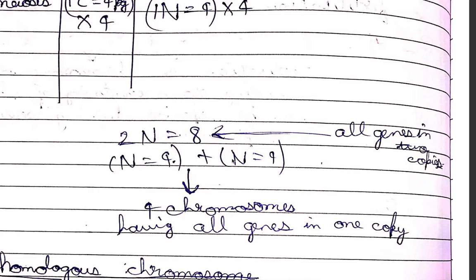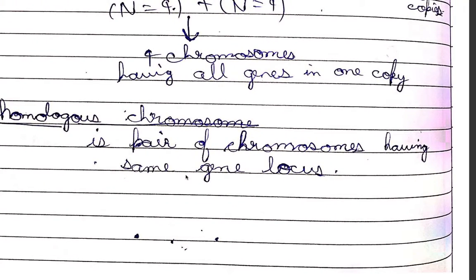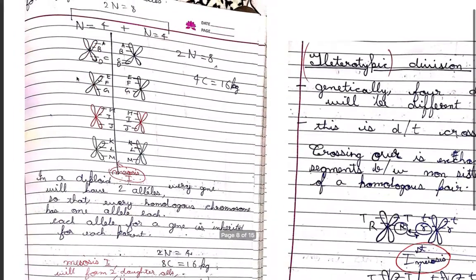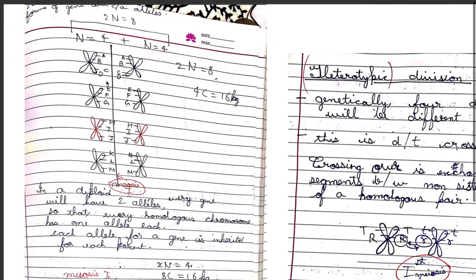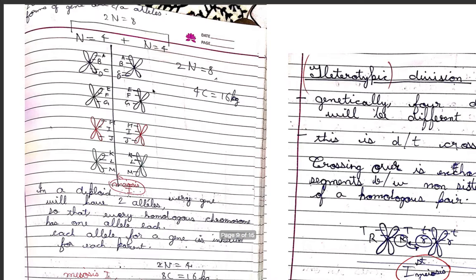Here one gene copy will have four chromosomes, but here two gene copies will have eight. All would be in two copies here, while all would be in one copy since meiosis occurs. Now homologous chromosomes are a pair of chromosomes having the same gene loci. All these four are homologous chromosomes.